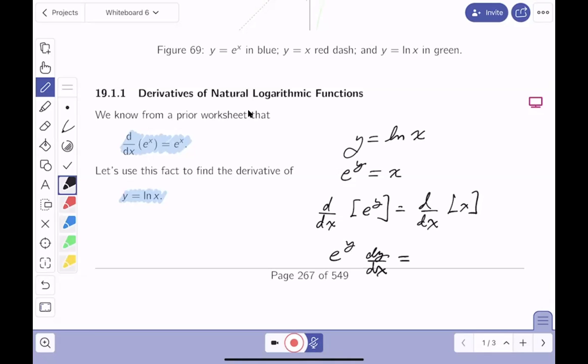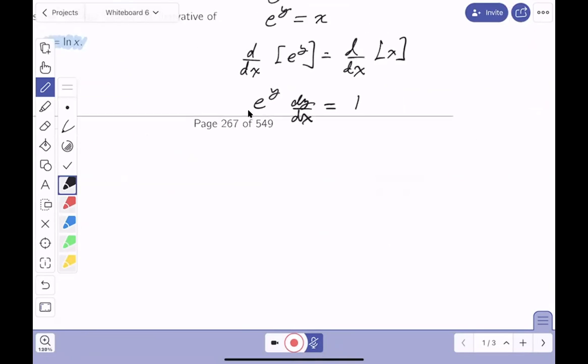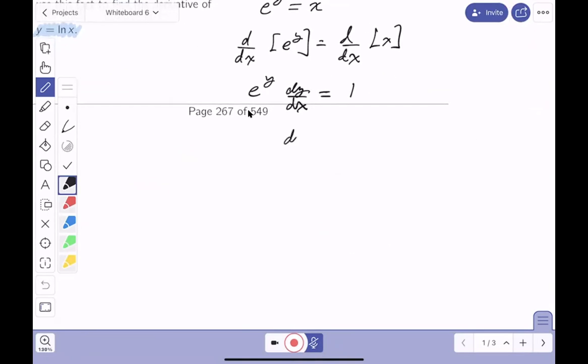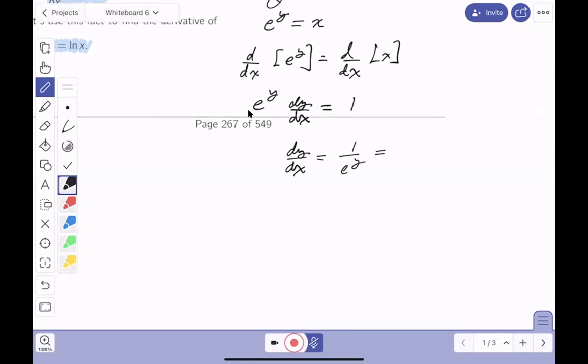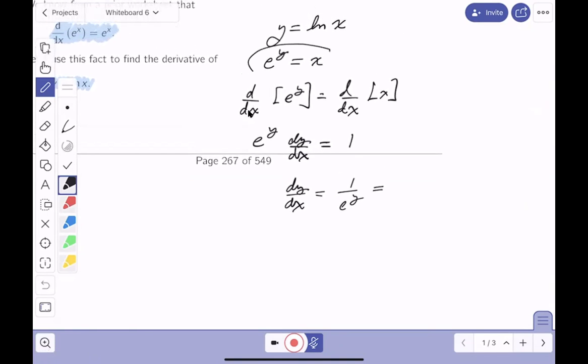Well, let's see. The derivative of x is just one, right? Let's write this down now. So dy/dx equals 1 over e to the y. Well, this kind of reminds me back to the arc sine, arc cosine. And there's nothing wrong with the answer, but you wouldn't look in a book and see that. And do I know what e to the y is? I do. And what is it? It's x. So what's this? 1 over x.